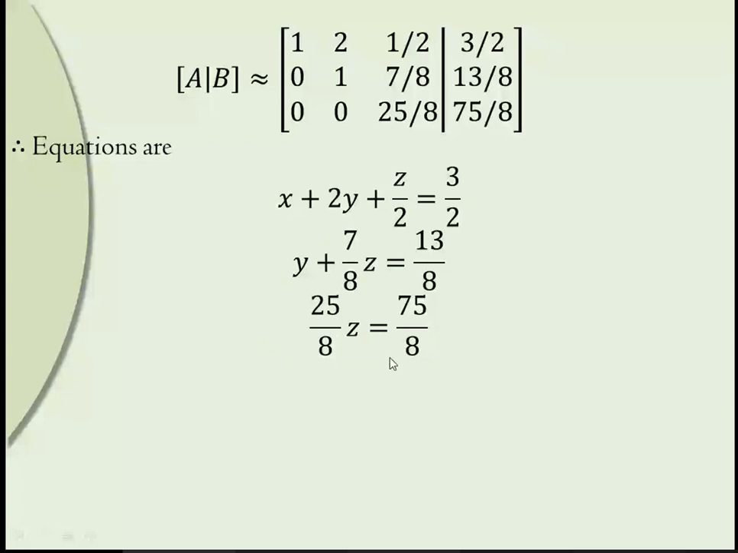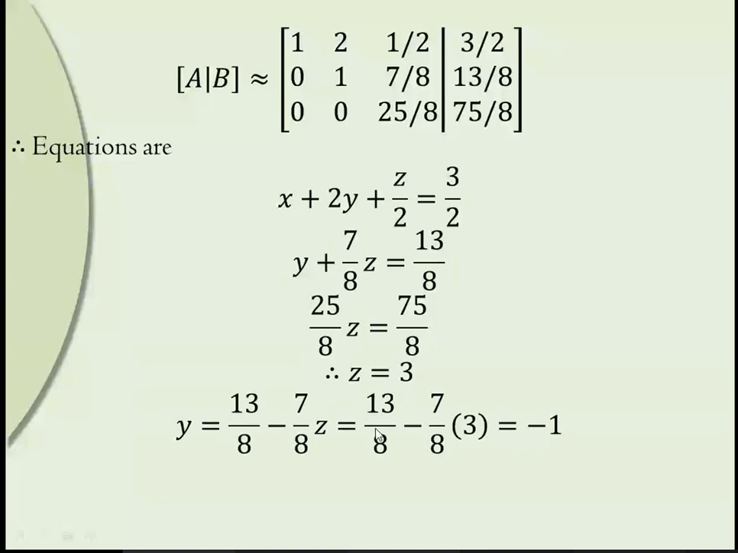Now we have to do back substitution. Get the value of z from this third equation, put that z into the previous one, get the value of y, put y and z into this equation and get x. So from this 8 gets cancelled, z will be 75 by 25, that will be 3. Put that z equal to 3 over here, so it will be y plus 7 into 3 by 8 equal to 13 by 8. Take all the terms on the other side.